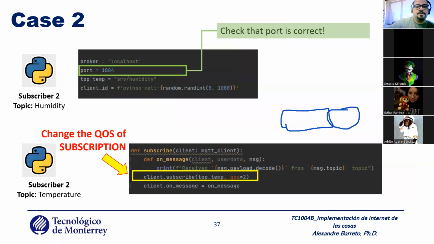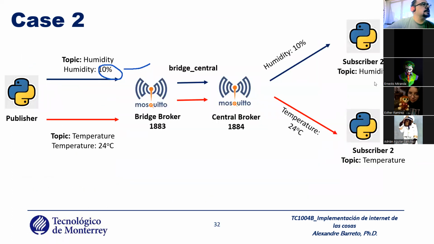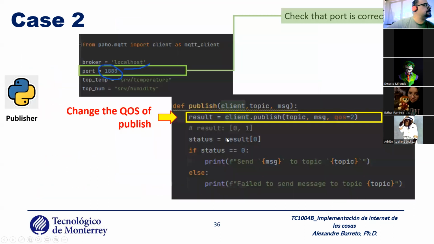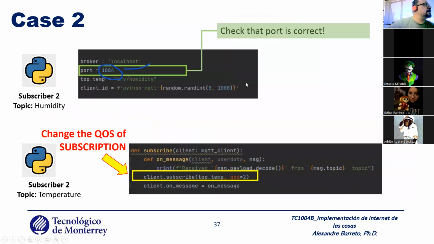In the subscriber, remember to define the correct address. Remember that you send the message to localhost 184. Here, the subscriber is connected to the central broker that runs on 184. And like the publisher, I will define the QoS as 2 in the subscriber line. Remember, in the previous code, you had only this parameter. Okay, and everything is done.